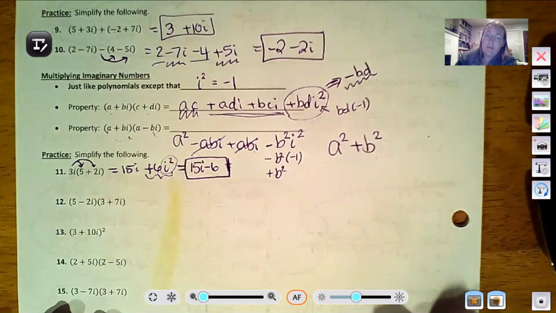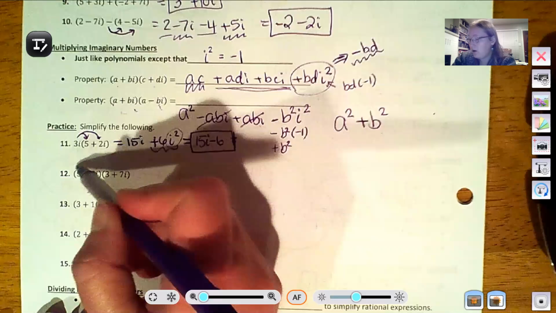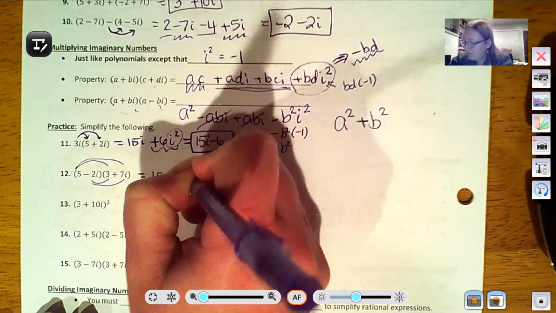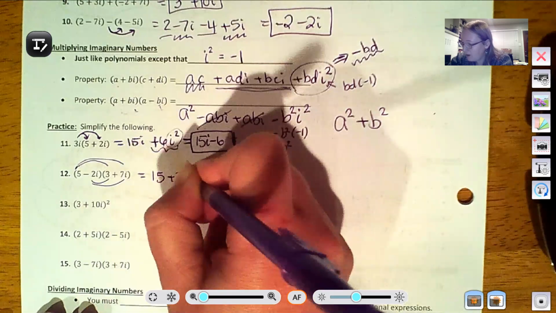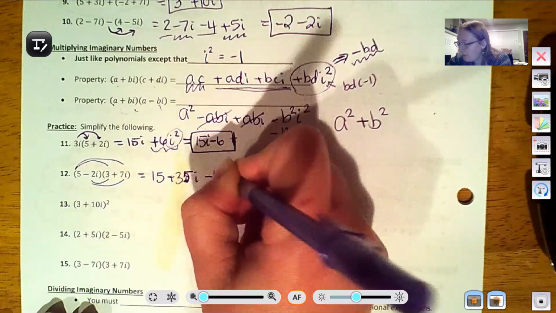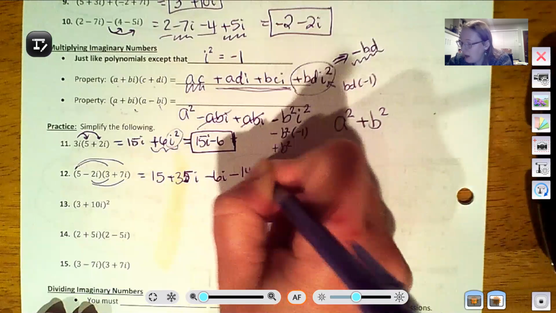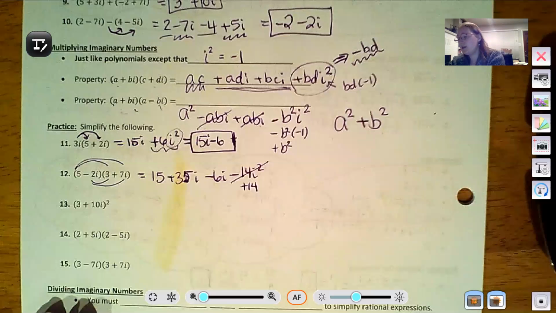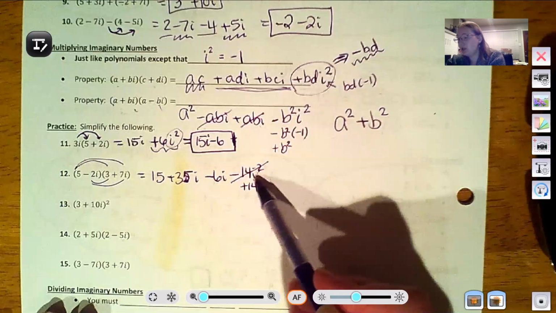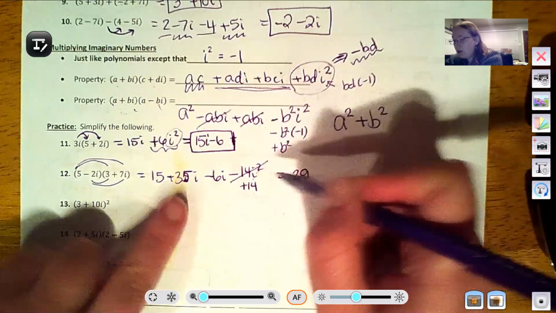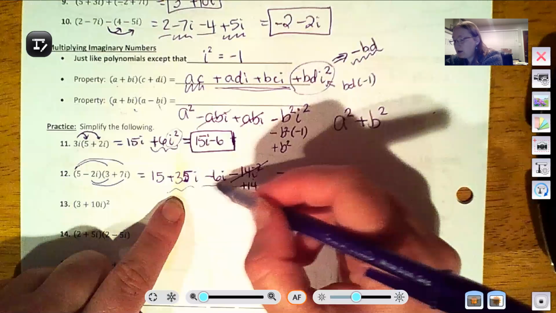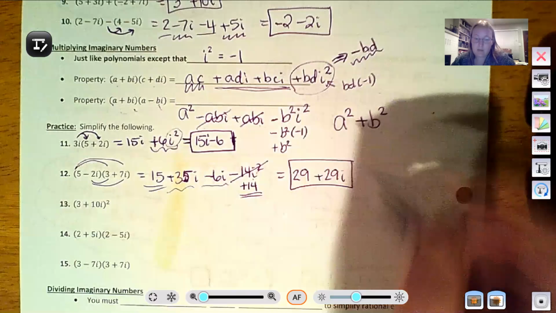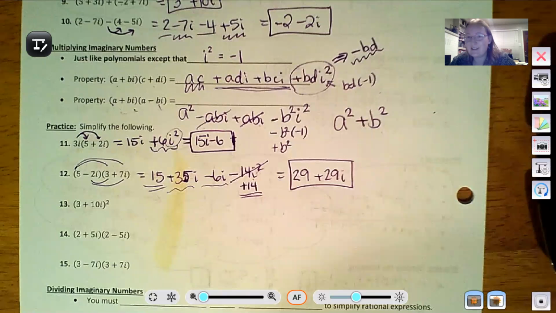The next one you do FOIL. FOIL. i minus 6i minus 14i squared. I often just cross that off and change it to what it's equivalent to, accounting for this -1 times the -14 is +14. So 15 plus 14 is 29. 35i minus 6i is 29i. That was coincidence. They were both 29s.